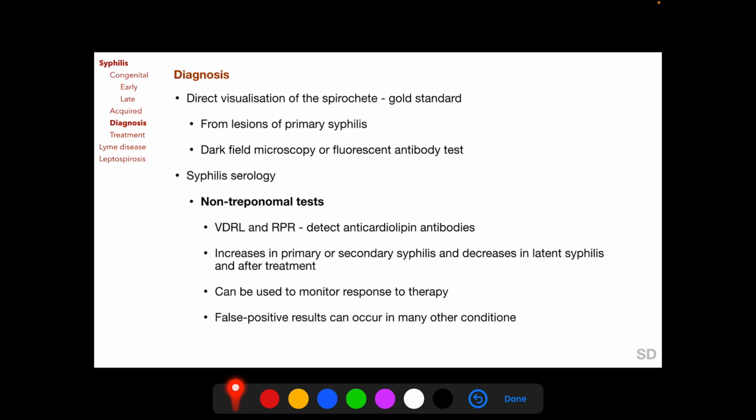Titers in non-treponemal tests increase in primary or secondary syphilis and decrease in latent syphilis and after treatment of syphilis. This is important to remember because it can be used to monitor response to therapy. That means after appropriate treatment of syphilis, VDRL and RPR titers should come down. False positive results on non-treponemal tests can occur in many conditions.